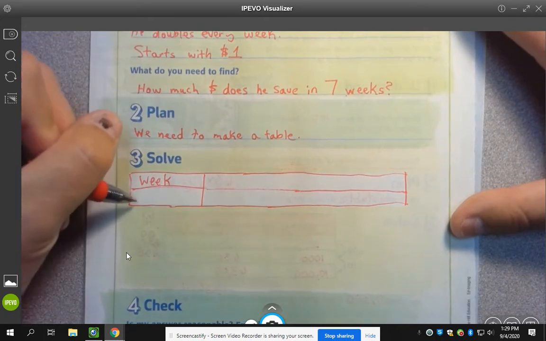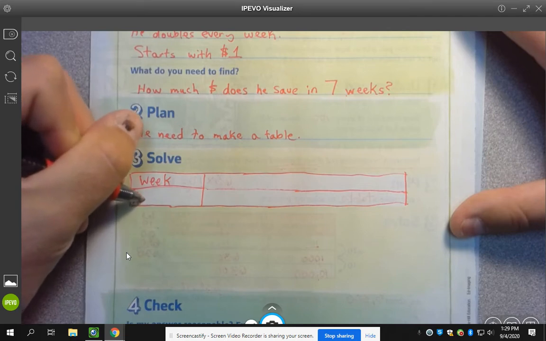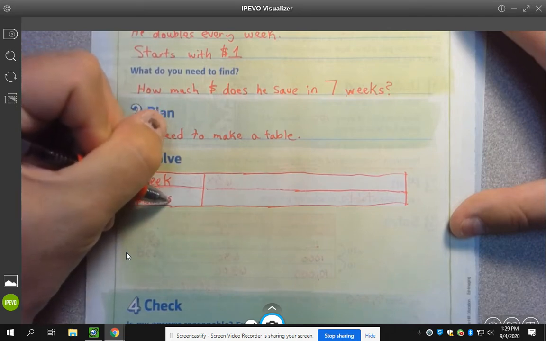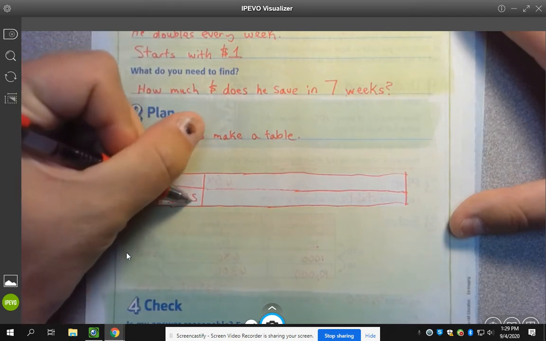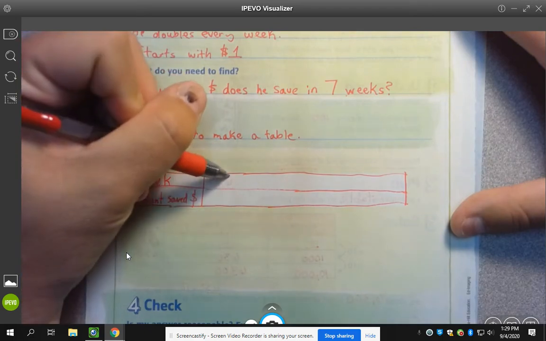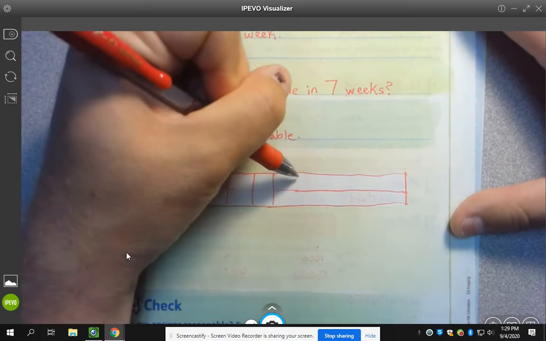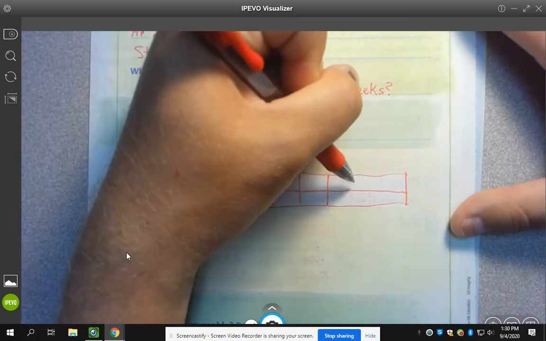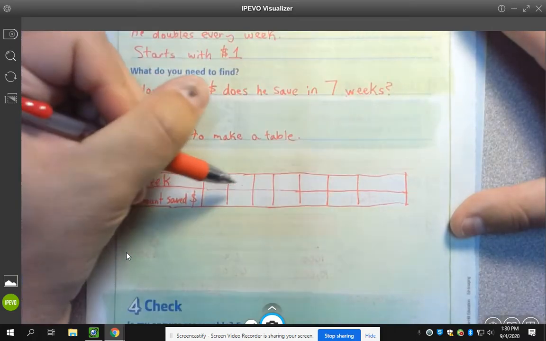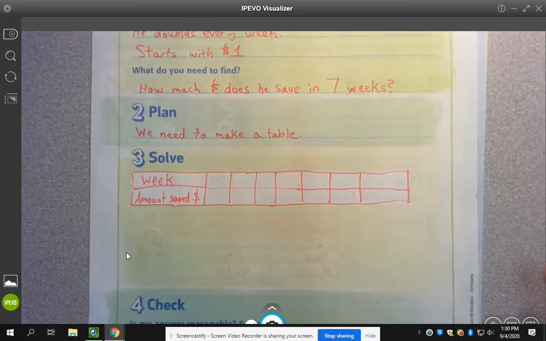And then down here, what do you think we're going to put down here? How much? Or we'll say amount saved. How about that? Amount saved, dollar signs. And how many weeks do we need to go? 7. So let's go ahead and do, here's 1 week, 2, 3, 4, 5, 6, 7. We have 7 squares there. Okay, we got our chart.